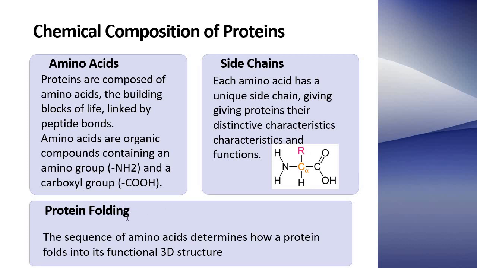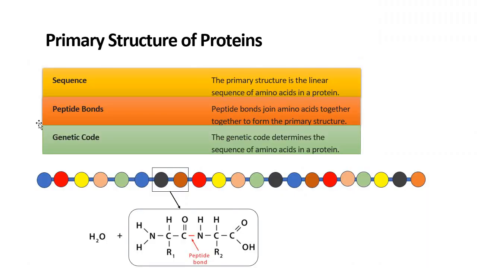So, protein folding. The sequence of amino acids determines how a protein folds into its functional 3D structure. Okay. So, let's talk about the primary structure of proteins. Sequence. The primary structure is the linear sequence of amino acids in a protein. Okay, it's a linear, simple structure.